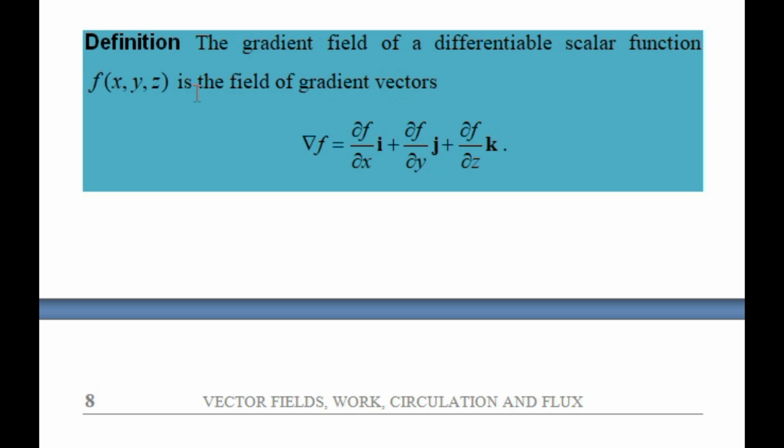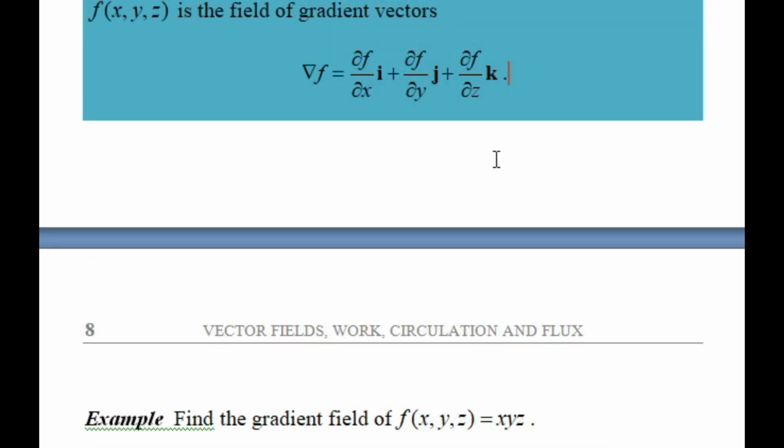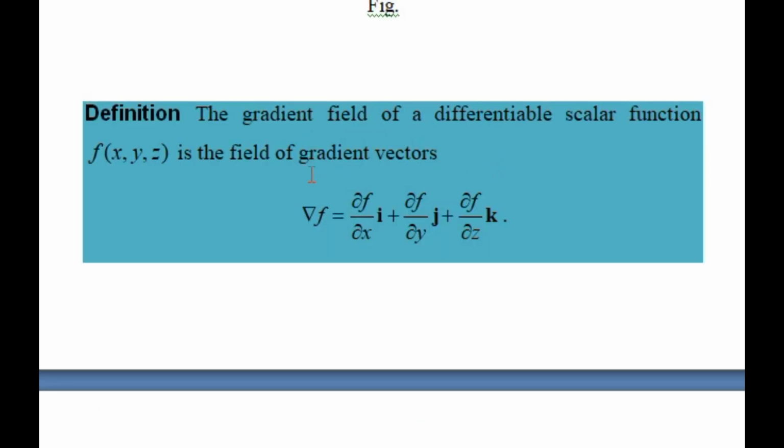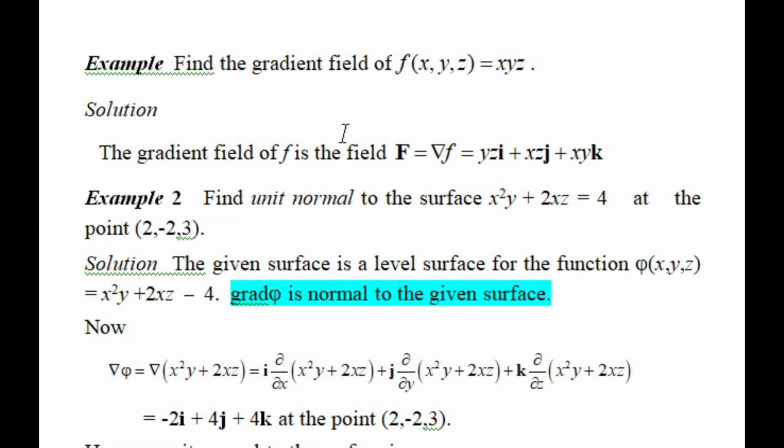It connects the scalar field f of x, y, z with a vector field. Okay. And why do we stress the point that this is a differentiable scalar function? f of x, y, z is a differentiable scalar function. Why? Because here we have to have the partial derivatives. That is the reason. Now we consider some examples.